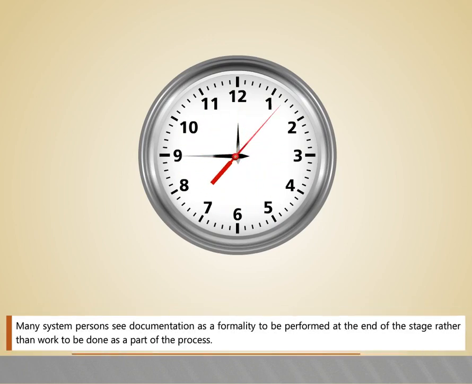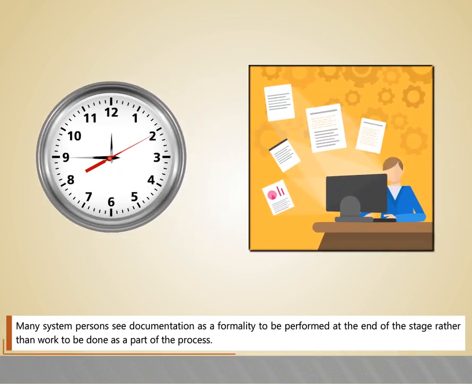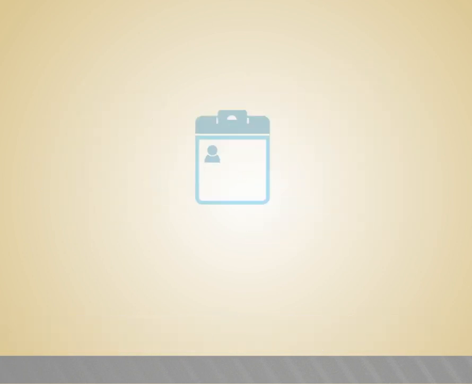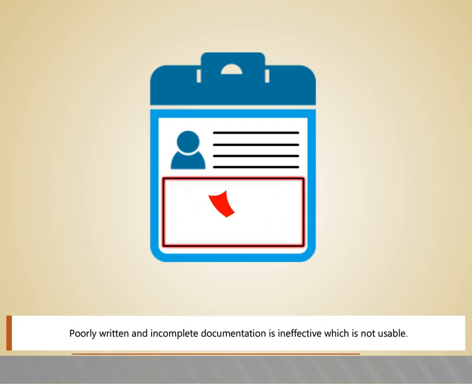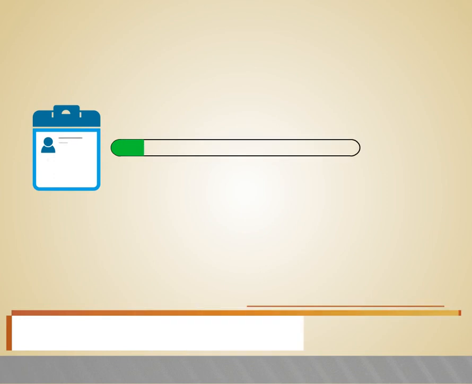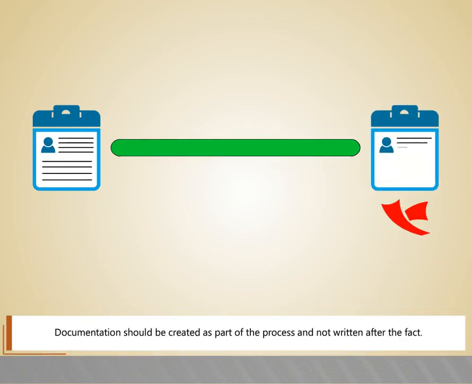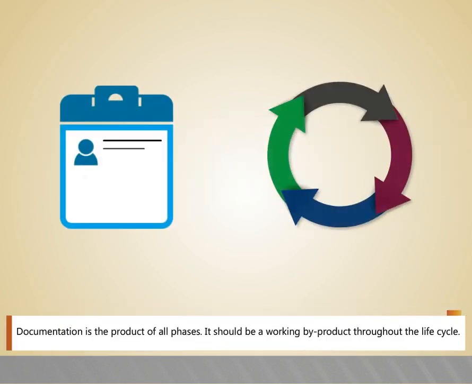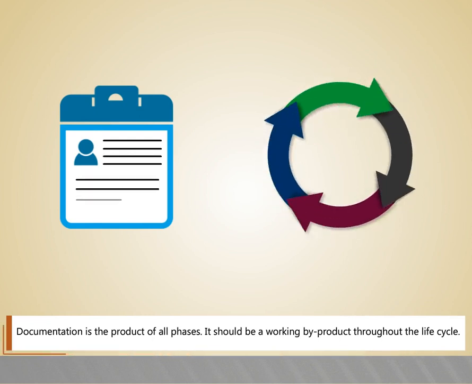Many system persons see documentation as a formality to be performed at the end of the stage rather than work to be done as a part of the process. Poorly written and incomplete documentation is ineffective, which is not usable. Documentation should be created as a part of the process and not written after the fact. Documentation is the product of all phases. It should be a working byproduct throughout the life cycle.